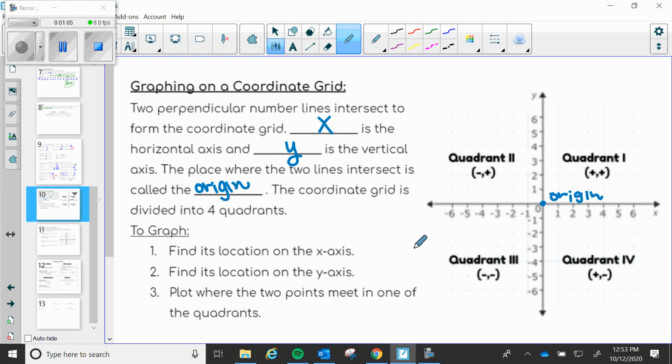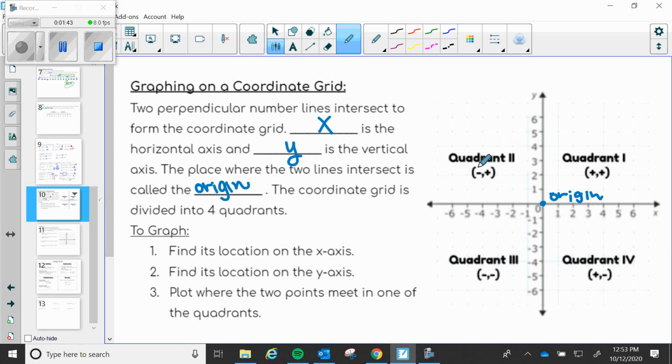The coordinate grid is also divided up into 4 quadrants, and if you notice, they are labeled with Roman numerals. It does have to be labeled in Roman numerals. That's not just to make it look fancy or look cool. They are quadrant 1, quadrant 2, quadrant 3, quadrant 4. If you notice, we start in the top right quadrant, and that is 1 because it is positive, positive, and then we go counterclockwise for the rest of them. So quadrant 2, quadrant 3, and quadrant 4.